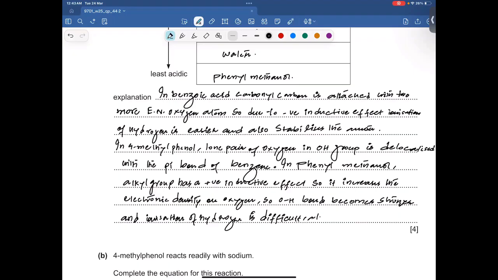Also destabilizes anion. Oh my goodness. So water जो है वो तो ऑटोमेटिकली क्लियर हो गया मेरे ख्याल से.